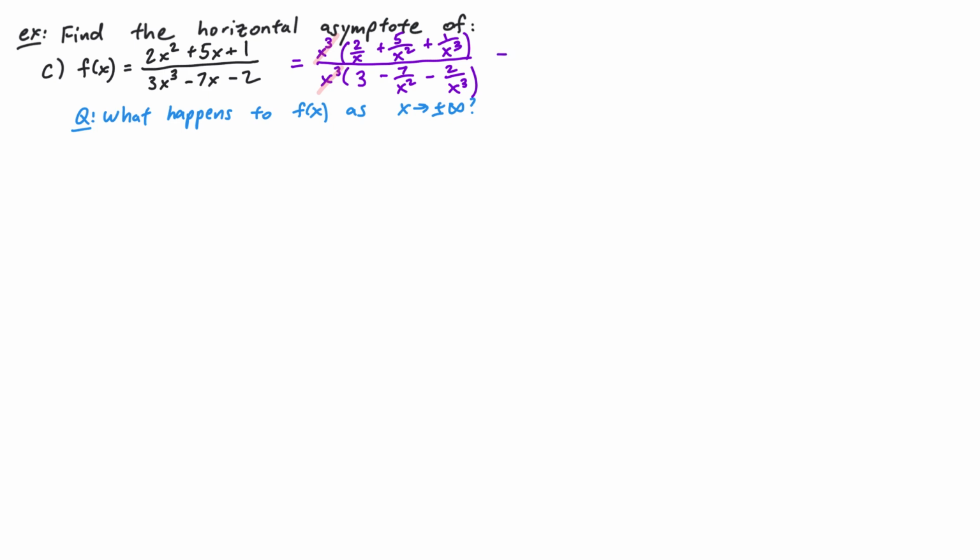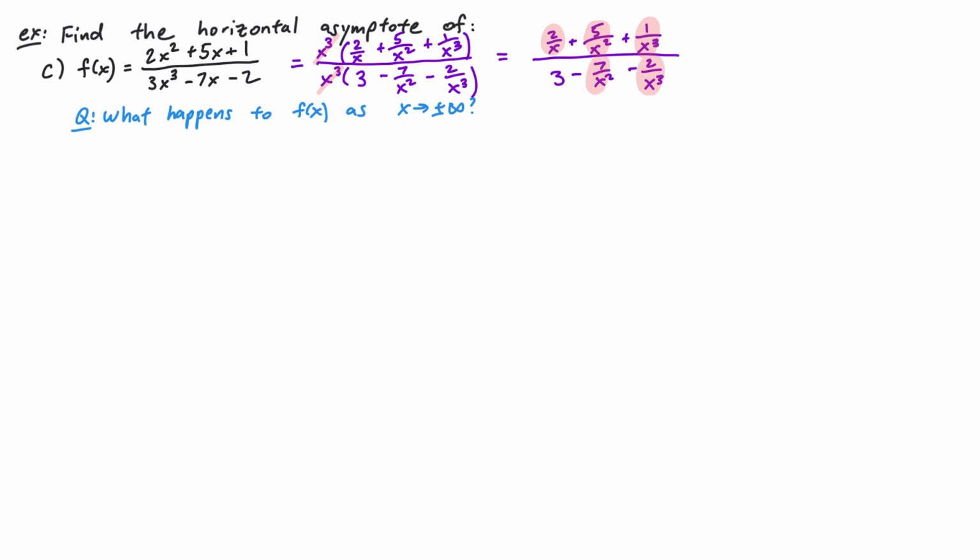So our rational function looks like 2 over x plus 5 over x squared plus 1 over x cubed, all divided by 3 minus 7 over x squared minus 2 over x cubed. Now we're ready to ask ourselves, what happens to the function or the outputs here as x goes to infinity or as x goes to negative infinity? Meaning what happens when we plug in larger and larger positive values for x and larger and larger negative values for x. Specifically, let's think about what happens to these fractions here.